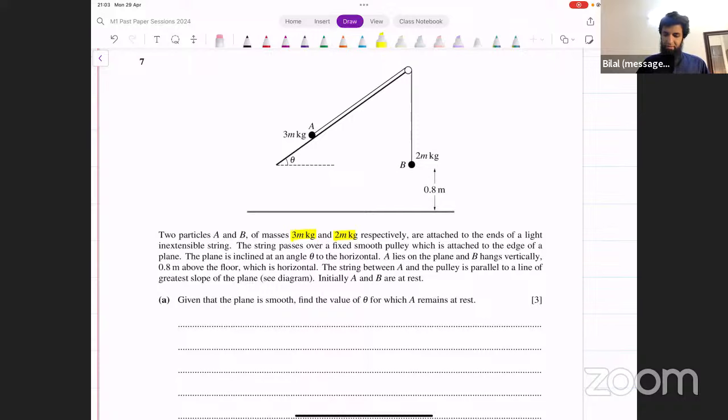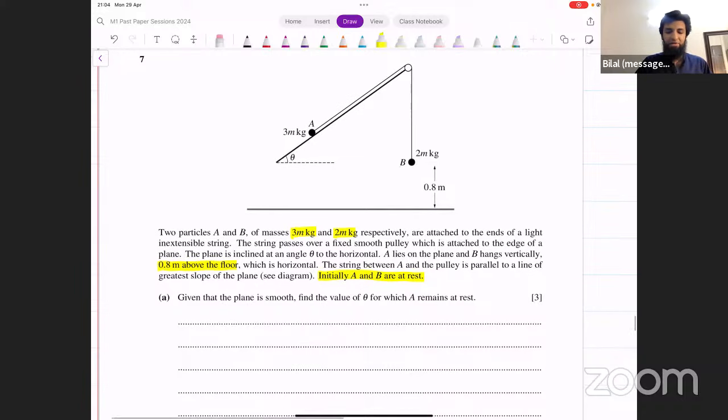The plane is inclined at an angle theta. A lies on the plane and B hangs vertically 0.8 meters above the floor, which is horizontal. Initially, A and B are at rest. Given that the plane is smooth, find the value of theta for which A remains at rest. Okay, the value of theta for which A remains at rest.